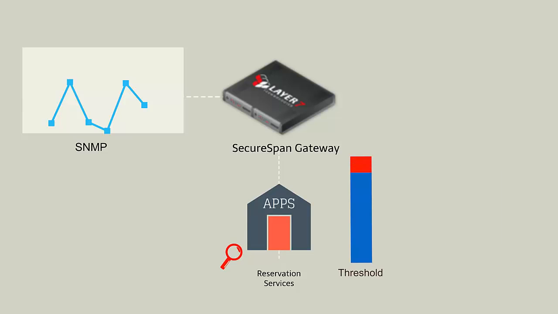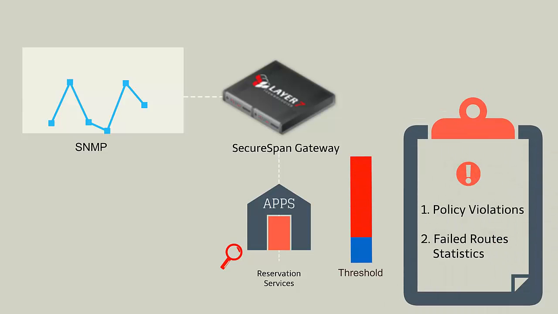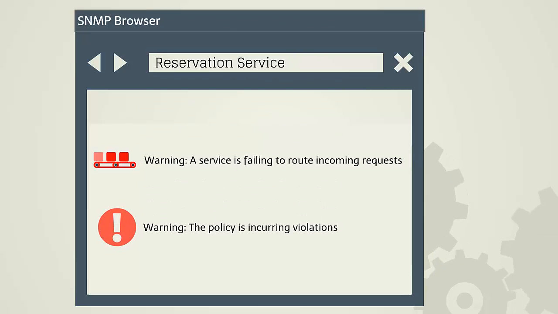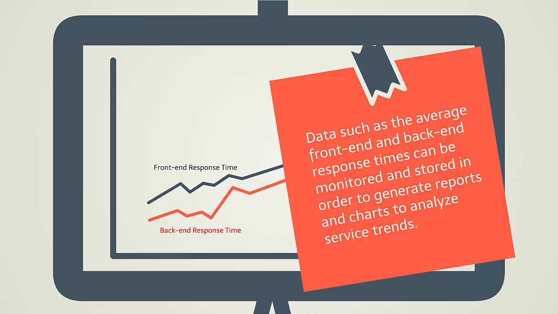If the Voonair reservation service is being monitored through SNMP, then a threshold can be set on the policy violations and failed route statistics. Hence, the administrator can be notified if a service is failing to route incoming requests or the policy is incurring violations when it should not be. Also, data such as the average front-end and back-end response times can be monitored and stored in order to generate reports and charts to analyze service trends.